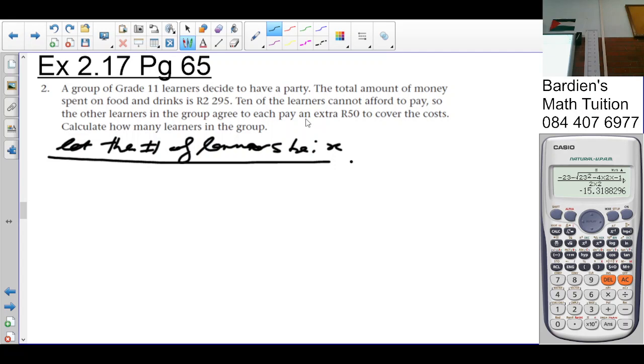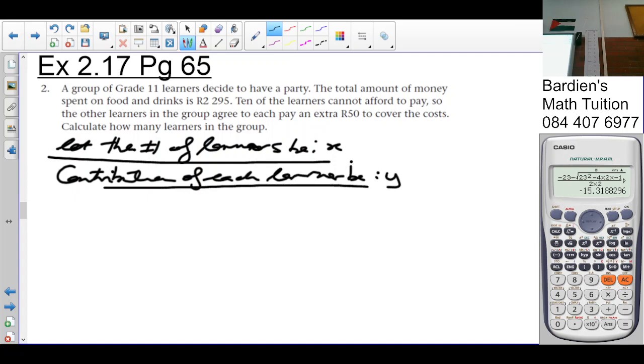So how do they get that? The total number of learners multiplied by the contribution of each learner, not so? So we say the contribution of each learner be y. So then in that case I can set up my first equation. What's my first equation? x times y is equal to 2,295. That's how we would get our first amount.